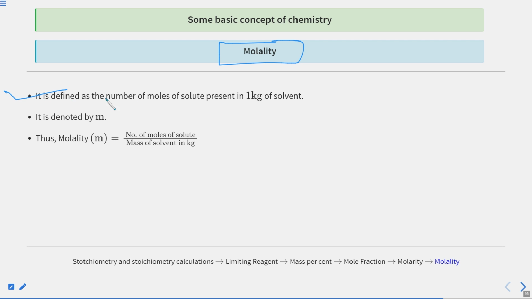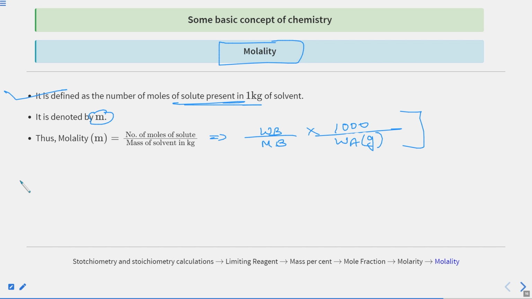Molality is defined as the number of moles of solute present in 1 kilogram of solvent, denoted by small m, and the formula will be number of moles of solute, which is WB by MB if B is representing solute, into mass of solvent in kilogram. So you can write 1000 and WA, this is the given mass of solvent in gram, WA divided by WA in grams. If you are putting in kilograms, you need not write 1000. This will be the formula of molality.